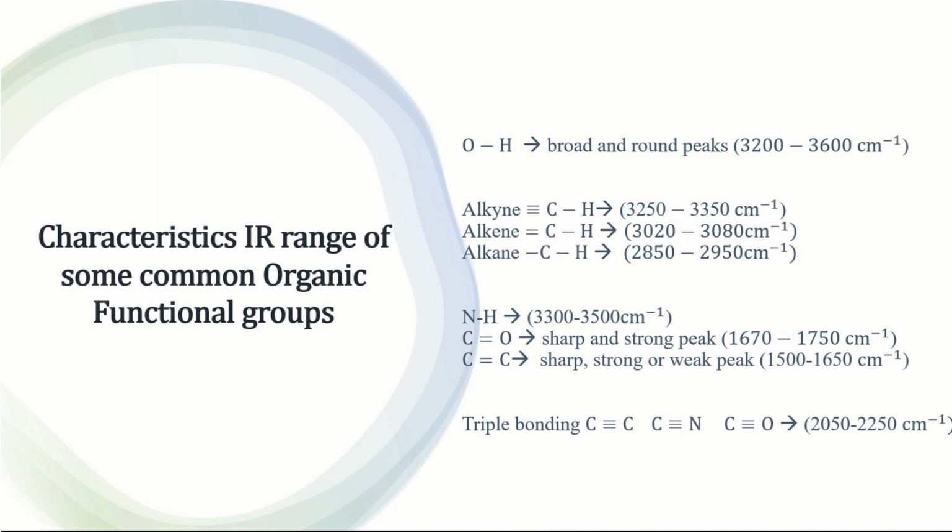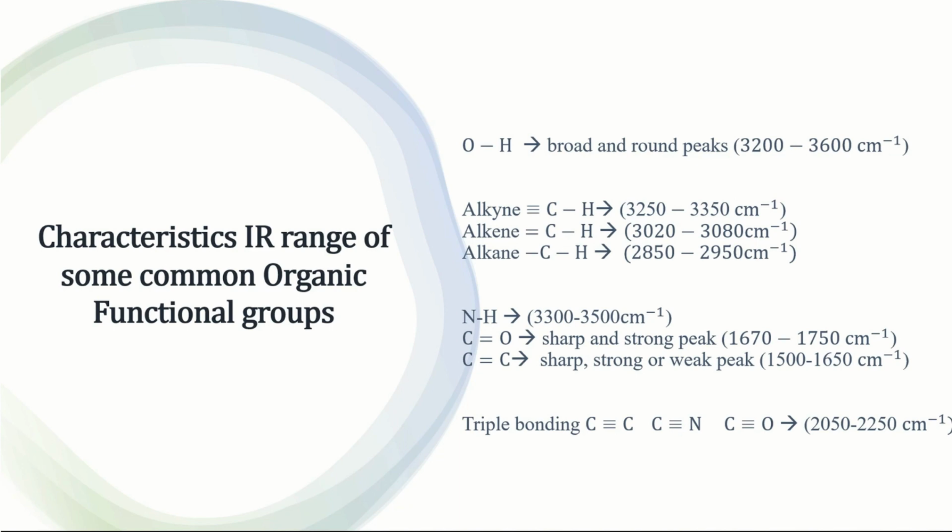All of the atoms that have a sigma bond or a single bond with hydrogen are all above 3000. Only the alkane group, which has a single bond with the hydrogen, and the carbon also has a single bond with another atom, can be lower than 3000, which is like 2850 to 2950 per centimeter. And for the nitrogen-hydrogen, the range is between 3300 to 3500 per centimeter. Also because it has a sigma bond with the hydrogen, it's always above 3000.